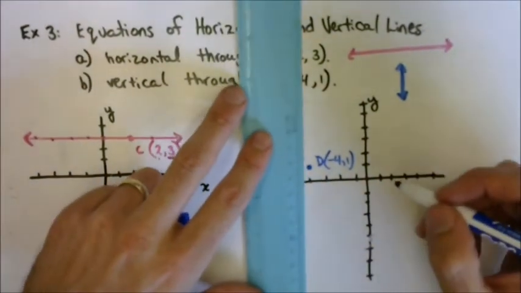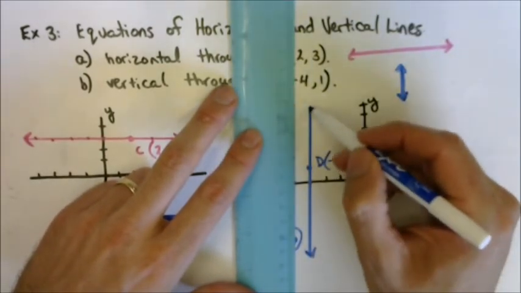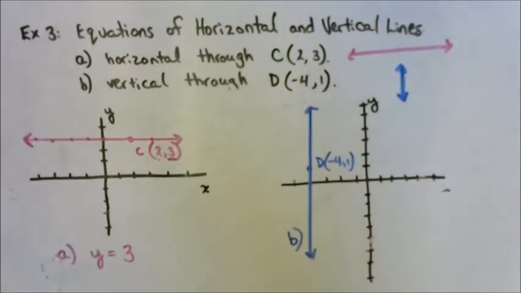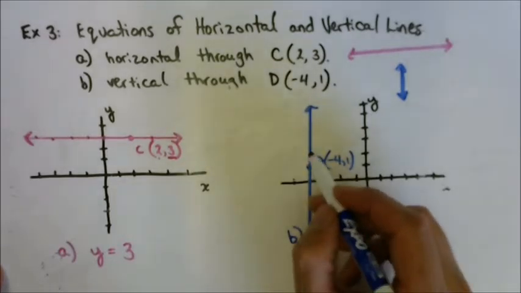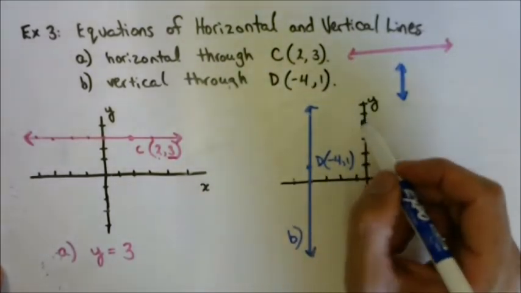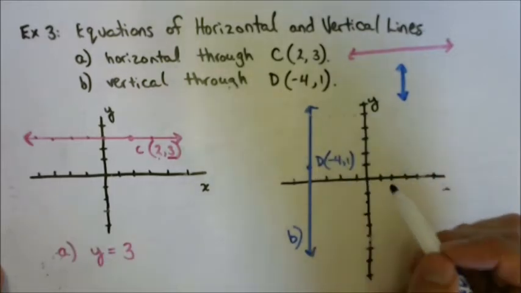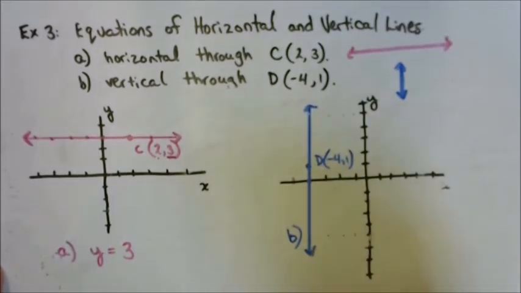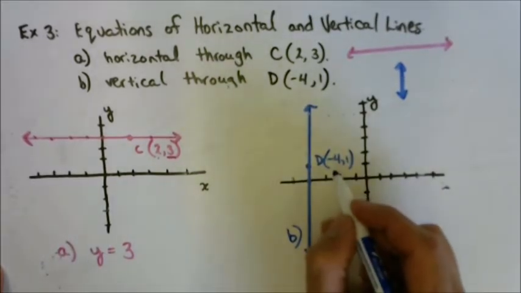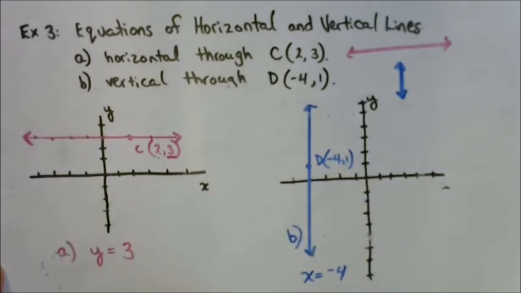And again, if we draw a vertical line, it doesn't take long to notice that it's not moving left to right at all. It's not moving along the x-axis even a little bit. The x-coordinate for any point on this line is going to be -4. If we go way up here, -1, -2, -3, -4. If we go way down here, -1, -2, -3, -4. So the x value is always -4. So all we have to do to define this line is say x equals -4.